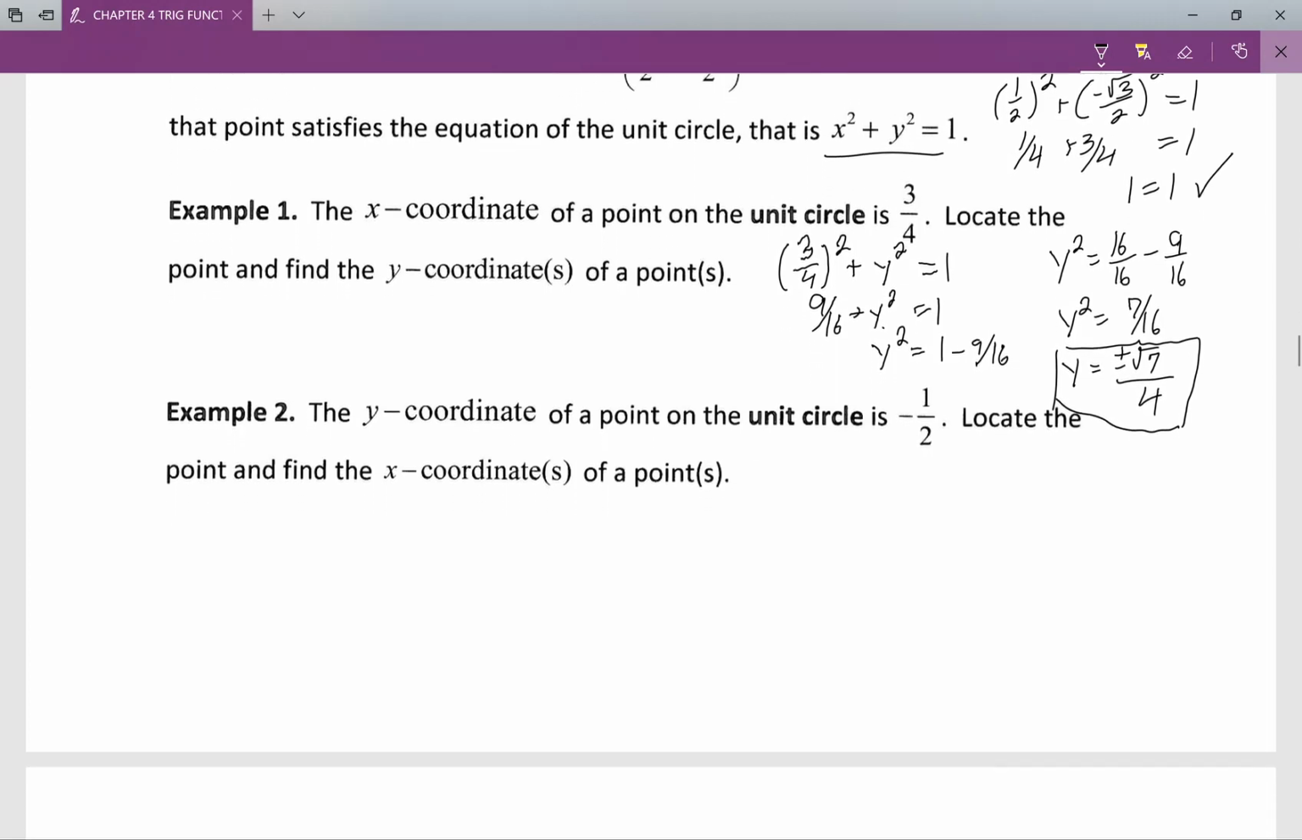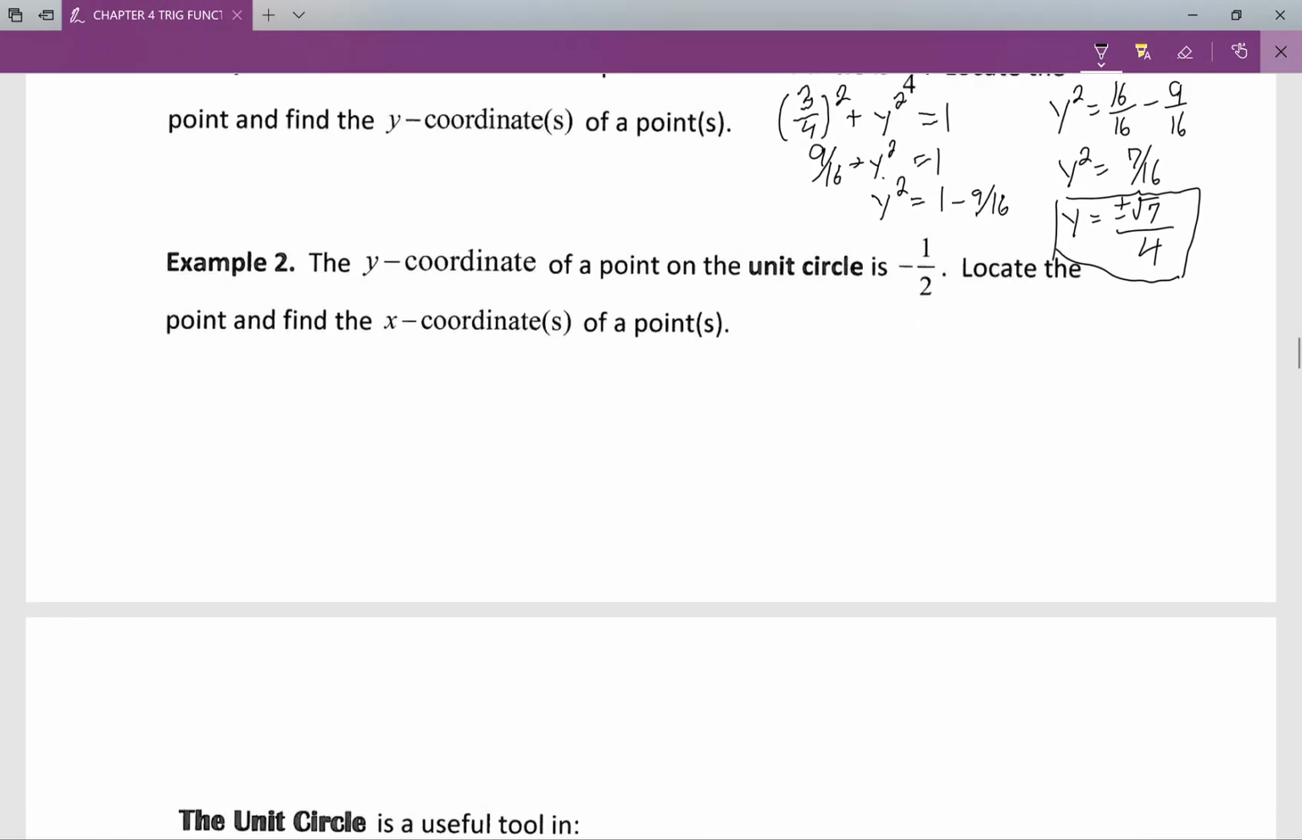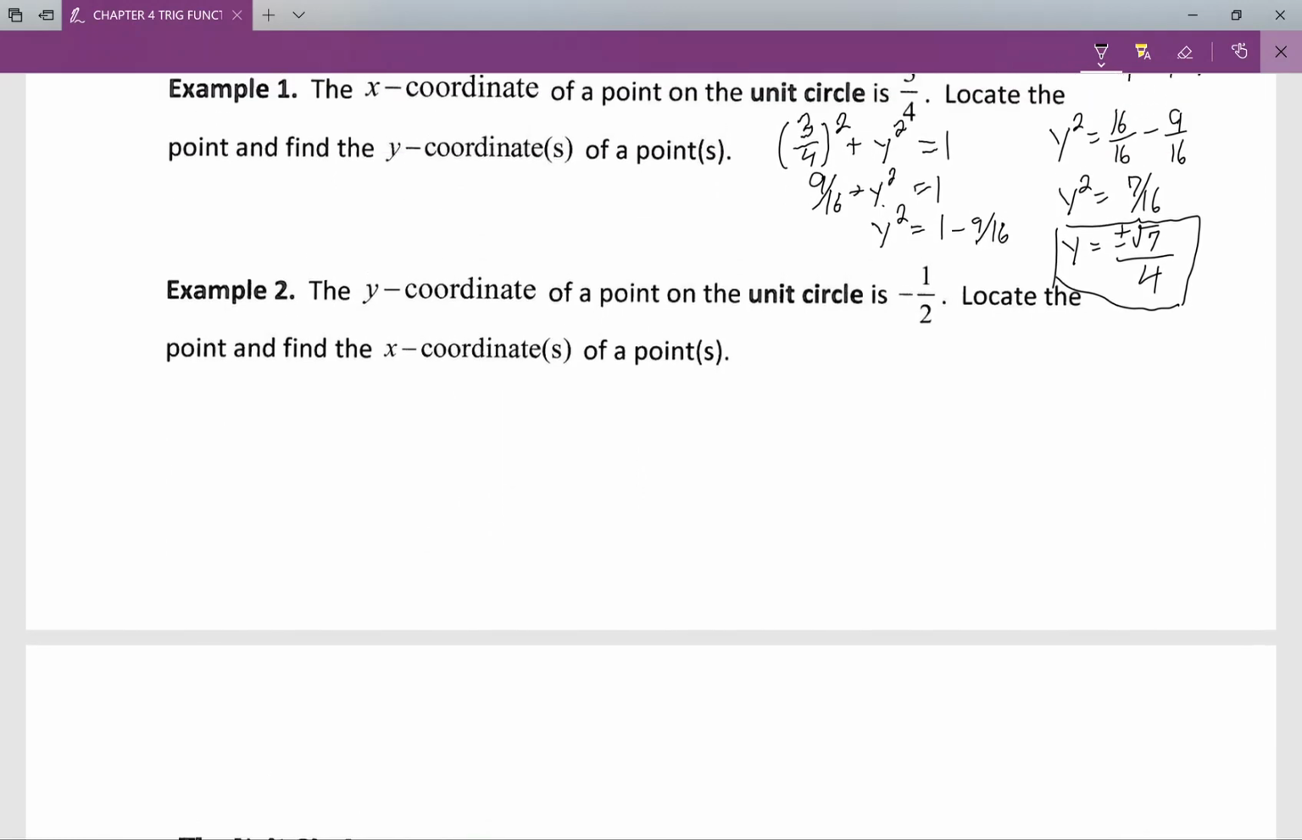You notice that we'd have 2 points there because I'd have the positive and the negative. The y-coordinate of a point on the unit circle is negative 1 over 2. Locate the point and find the x-coordinates. So I go x squared plus negative 1 over 2 squared equals 1. x squared plus 1 over 4 equals 1. x squared equals, and I'm just rushing ahead a bit here, 3 over 4, or x would equal plus or minus root 3 all over 2.